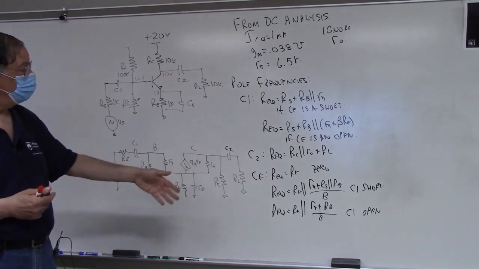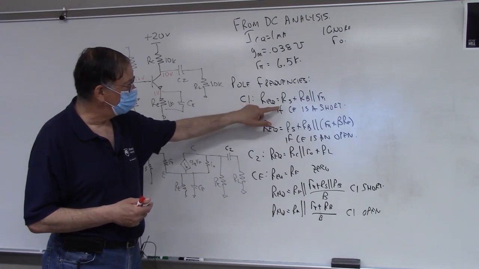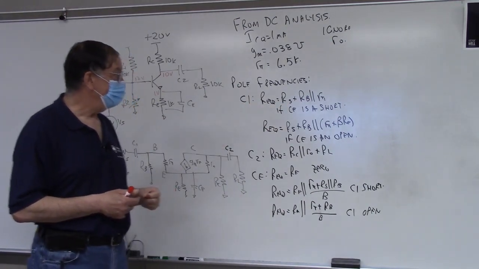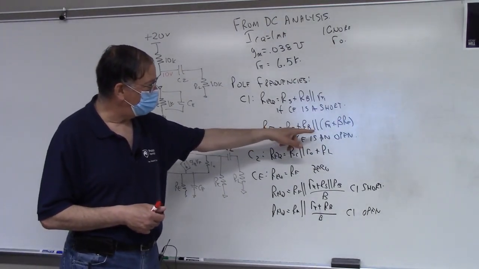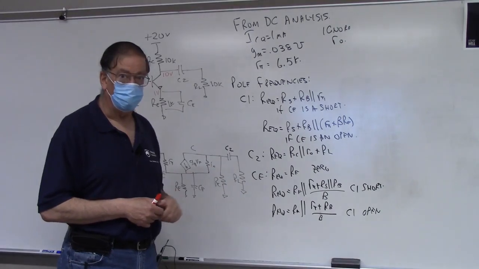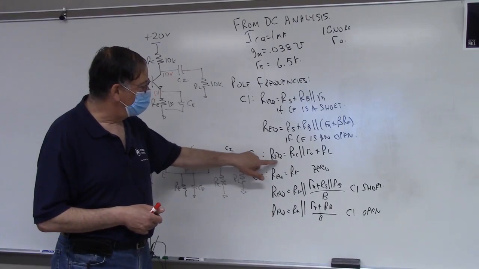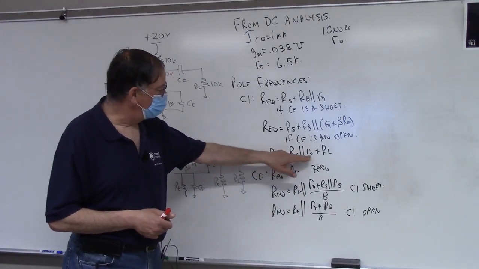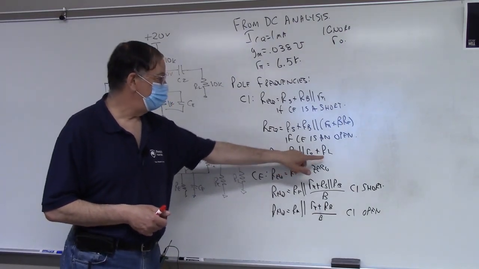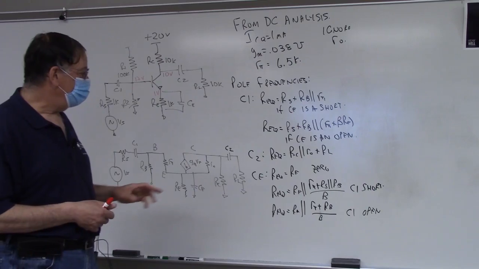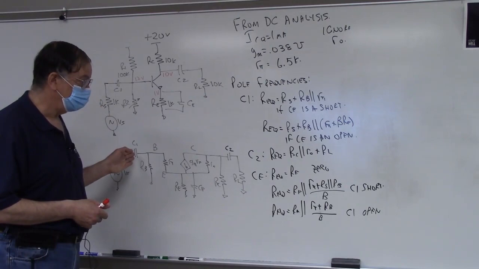So here are our equations with our REQs for the pole of C1. REQ is equal to RS plus RB parallel R pi if CE is a short, and RS plus RB parallel with R pi plus beta RE if CE is an open. Okay. For C2, REQ is just RC parallel RO, but we're going to ignore little RO. If you wanted to include it, this is where it would go in series with RL. And for CE, the REQ is just RE, whether C1 is an open or a short.